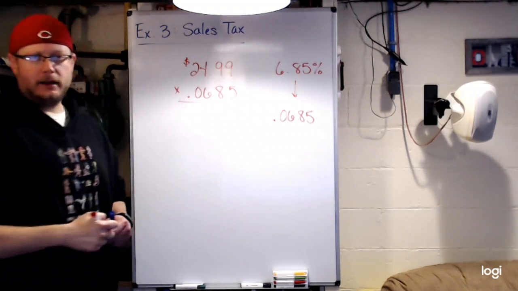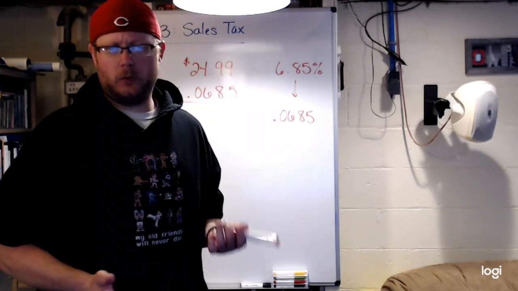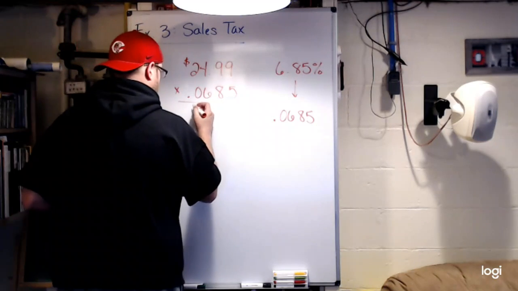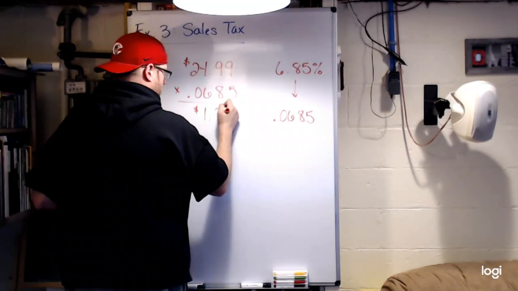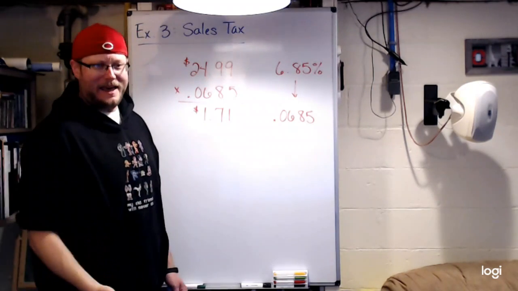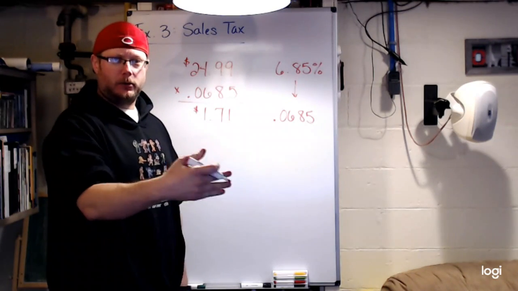So $24.99 times 0.0685. Let me get my calculator up on screen if I can find it. Where are you at, calculator? There you are. So $24.99 times 0.0685, and that gives me 1.711815. So we just rounded to the nearest cent, so $1.71. And remember, that's your sales tax, $1.71. Because it's tax, don't forget we add tax onto the bill, right? Sometimes you want to subtract it.